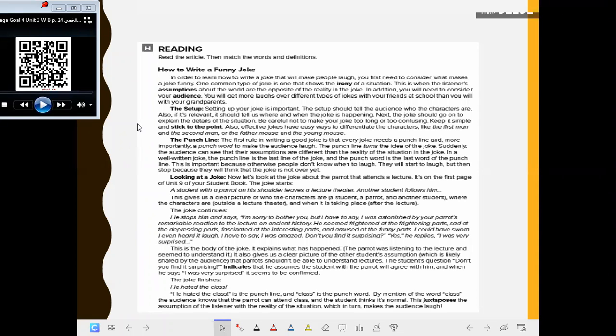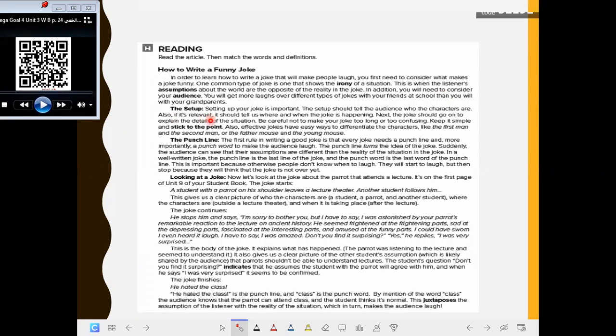In order to learn how to write a funny joke that will make people laugh, you first need to consider what makes a joke funny. One common type of joke is one that shows the irony of situation. This is when the listener's assumptions about the world are the opposite of the reality in the joke. In addition, you will need to consider your audience. You will get more laughs over different types of jokes with your friends at school than you will with your grandparents.